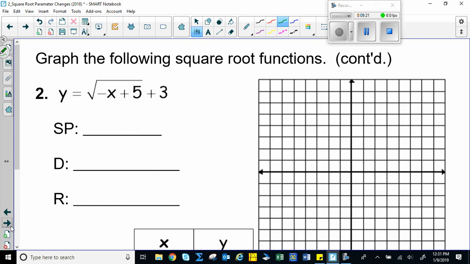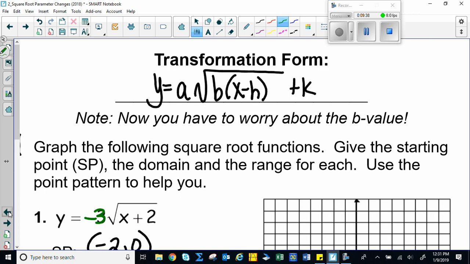All right, so let's look at our second example. Now, our second example has something in front of x. We have a b value. What you must do is factor the b value out. If I come back to the transformation form, do you see that I have the b value and then I have parentheses? That's because the b value has been factored out.